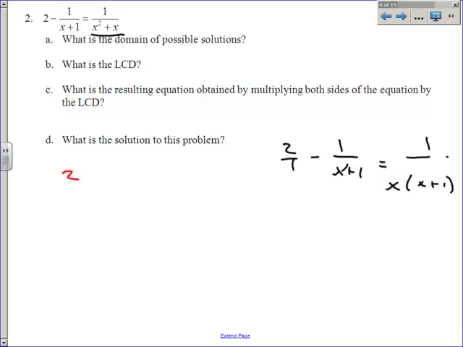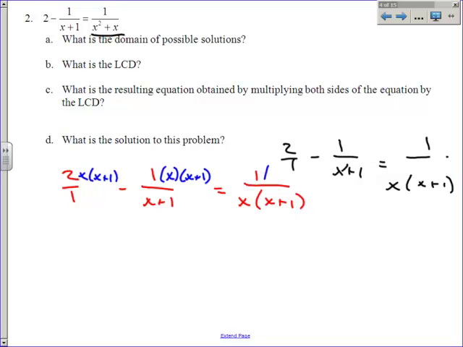So I've got 2 over 1 minus 1 over x plus 1 is equal to 1 over, and I'm going to leave it in factored form, x times x plus 1. And we're going to multiply through by my least common denominator, which is x times x plus 1. So I'm doing x times x plus 1, and x times x plus 1, and x times x plus 1.